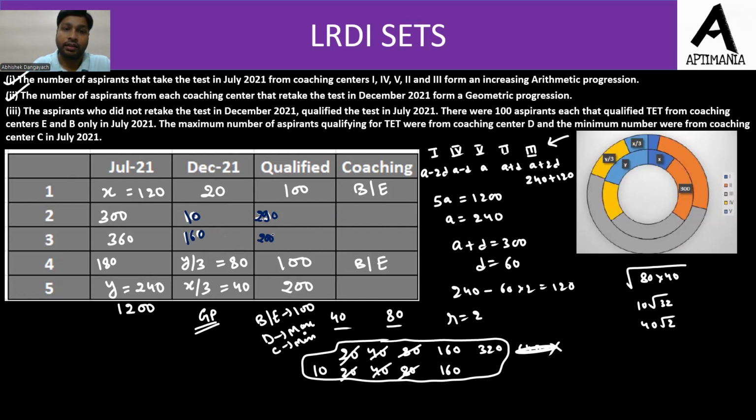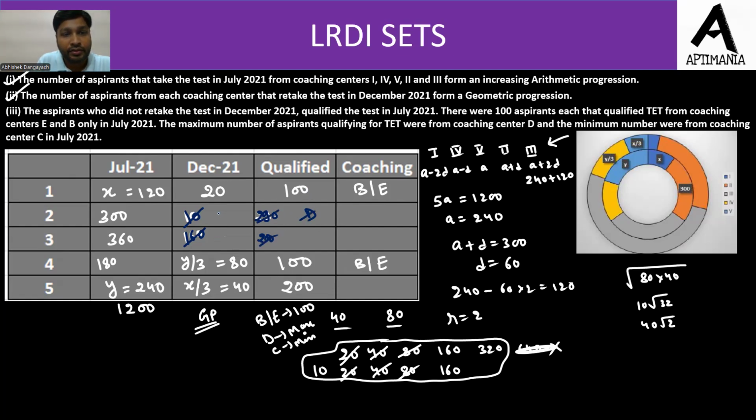Now it was given to us that the maximum number of students qualified from coaching D, in this case this will be D, but then the minimum number of students qualified from C. Now in this particular case the minimum number is 100 and that is for B and E. तो C के लिए तो हमको ऑप्शन ही नहीं मिल रहा है। यहां से हम कह सकते हैं कि ये केस तो नहीं हो सकता है। ठीक है, नहीं हो सकता, कोई बात नहीं। Now let us reverse the values.